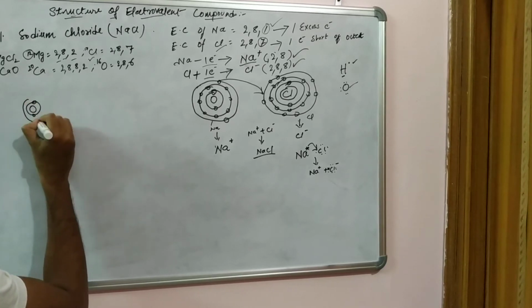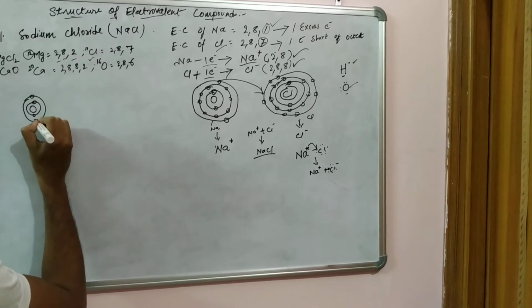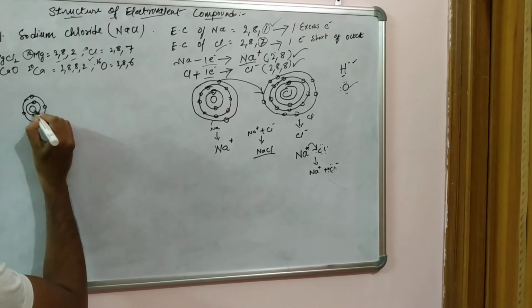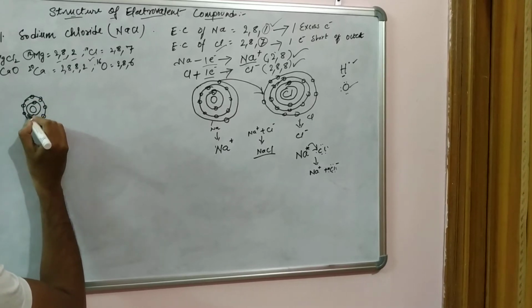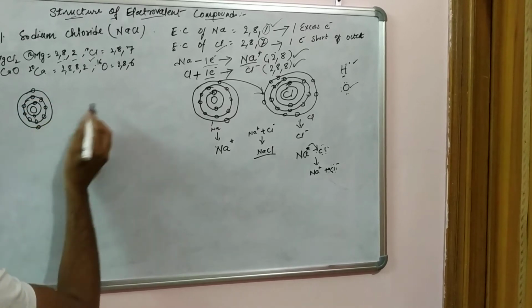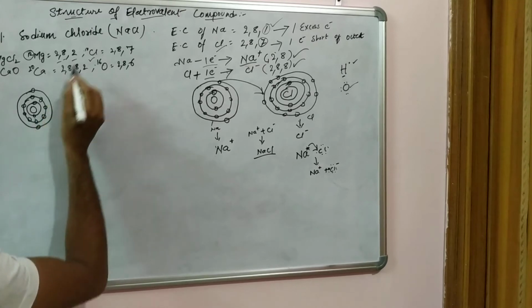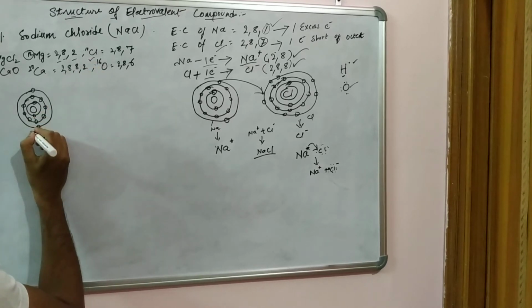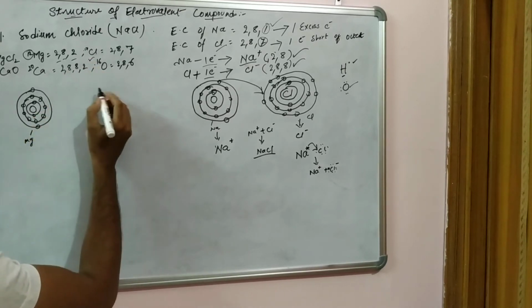Two electrons, 1, 2, 3, 4, 5, 6, 7, 8. It has 2 electrons, right? Since it has 2 electrons, it is a metal, magnesium.